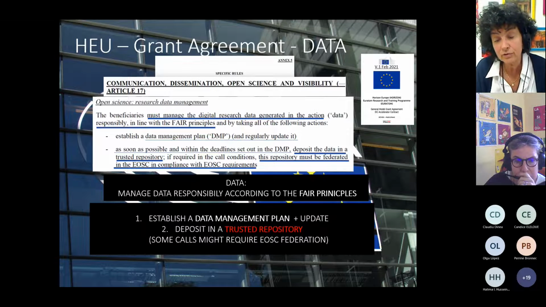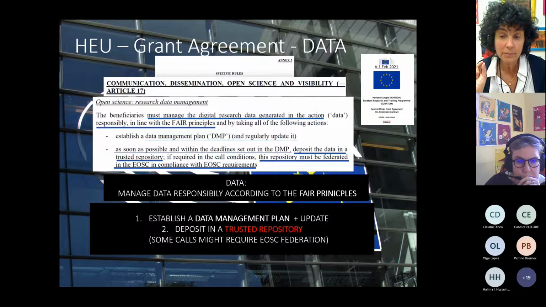Again, at the end of module 4, we saw all the tools to establish a data management plan and regularly update it. So this is another novelty compared to Horizon 2020. In Horizon 2020, you had at least three versions of your DMP: initial, midterm, and final. In Horizon Europe, you have to regularly update it because the DMP is a living document, so it grows with your project.